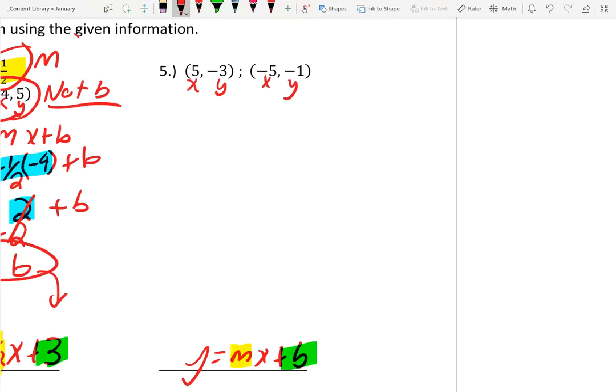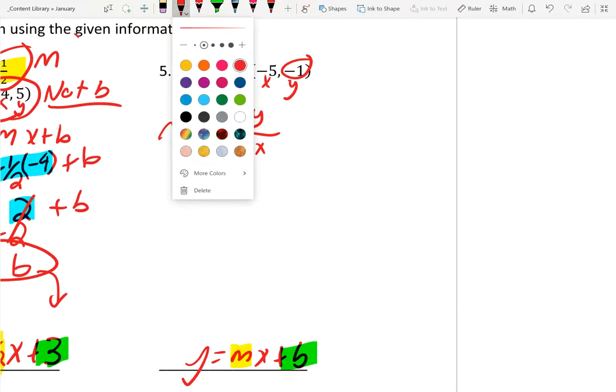Now, what I can do is use my slope formula. So my slope formula will give me the m value. And m is equal to this formula. It's going to be y minus y over x minus x. So we have 2 y values. We also have 2 x values.